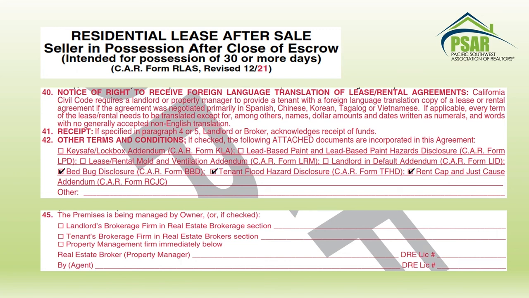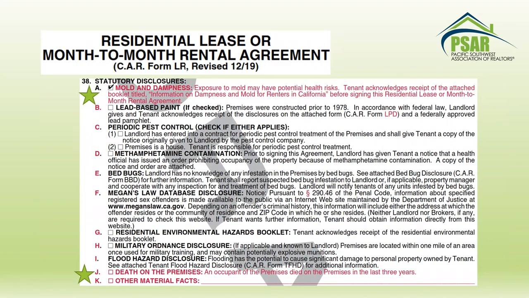Then we go into the premises being managed by the owner. This is one of the most important changes, I think. The premises is being managed by the owner, or if checked, the brokerage firm or the landlord's brokerage firm or the tenant's brokerage firm or a property management company. So that being said, getting that default in there is incredibly important. Look, don't come to me when there's an issue with this or you guys are fighting over a deposit. We're almost there. Monthly lease, a residential lease or month-to-month rental agreement.